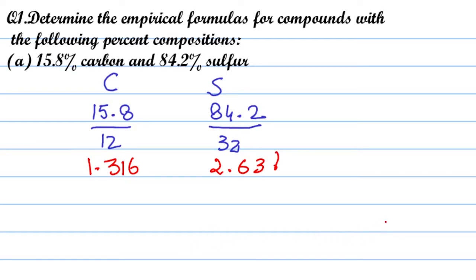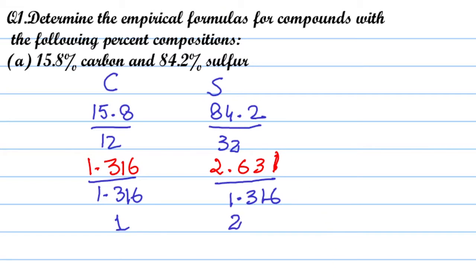So in the next step, what do we have to do? We have to identify the smallest answer of moles and divide all figures by that. The smallest figure is 1.316. So we will divide all values by 1.316. The answer for carbon is 1 and for sulfur is 2.